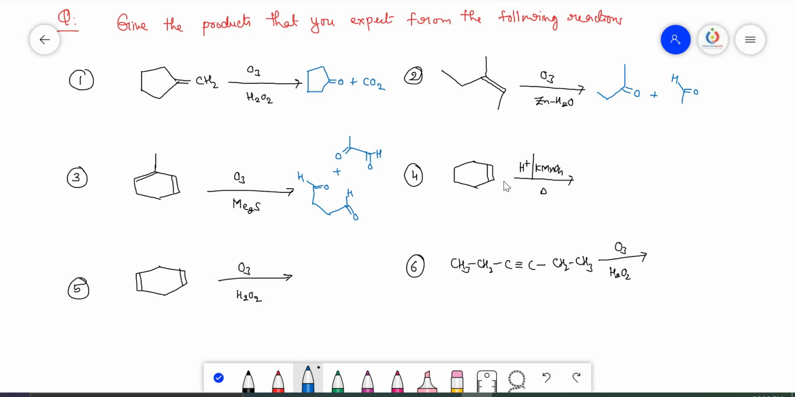H plus KMnO4. The main purpose of H plus KMnO4 is to disconnect the bonds. It just converts the double bond or triple bond to the carboxylic acid only. So that you just write down COOH, COOH, and here again oxidative ozonolysis. So this becomes COOH, COOH, this one COOH and COOH. So let us see the oxidative ozonolysis products.